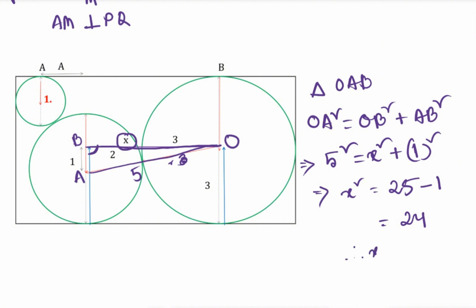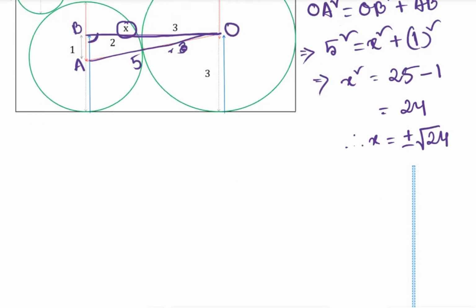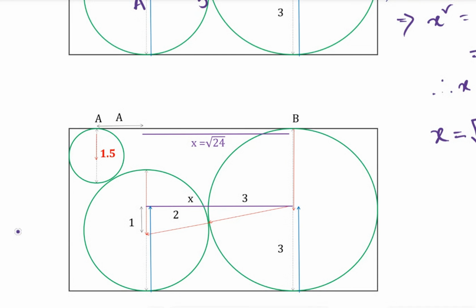So X is equal to plus minus square root of 24, right? And this is actually a length. So length can never be negative. So let's consider X is equal to root over positive 24. So as I told, up to this length is the same as the length of this one.